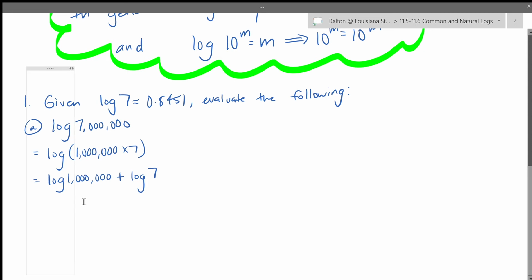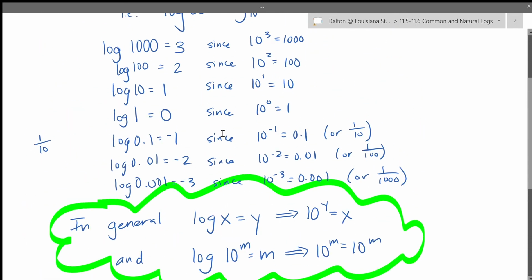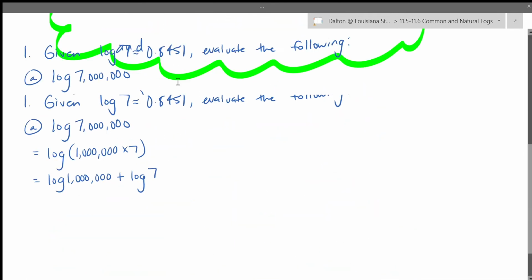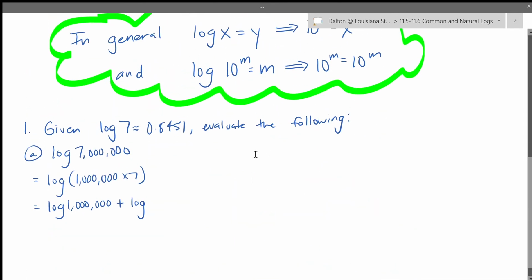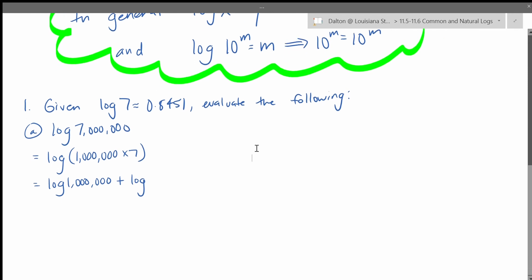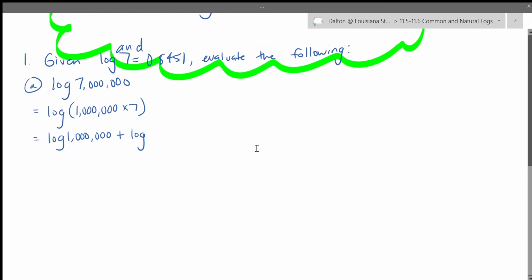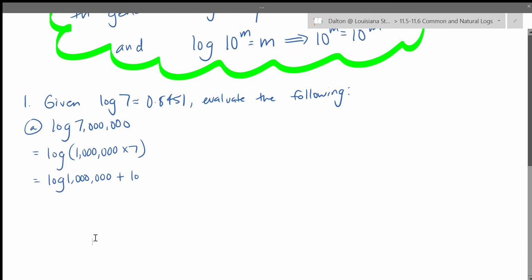Now, the log of 1 million can be rewritten if you think about what we did up here, like when we had the log of 1,000. When we had the log of 1,000, we could basically rewrite that number as an exponent. So this is the same thing as the log of 10 to the, it's got 6 zeros for million, 10 to the 6th power plus the log of 7.